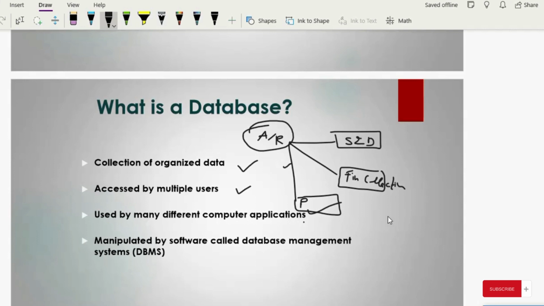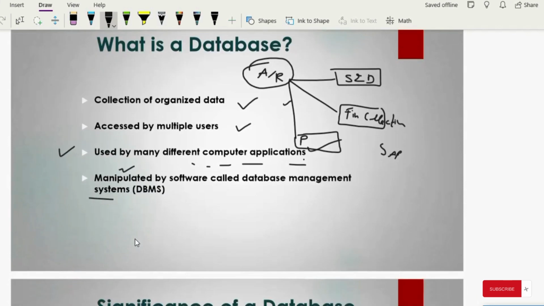You know that in SAP or other ERPs we have multiple applications, and these multiple applications use this data. So how is the data being used in the databases? Basically, the database management system, DBMS, is software which manipulates the data and creates the required information for the users.